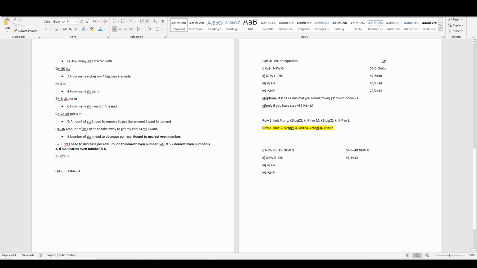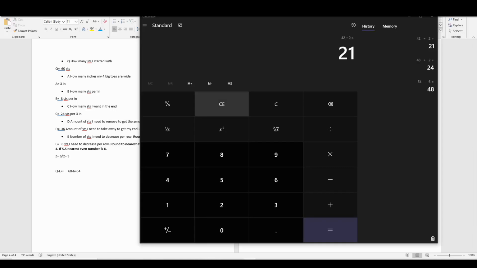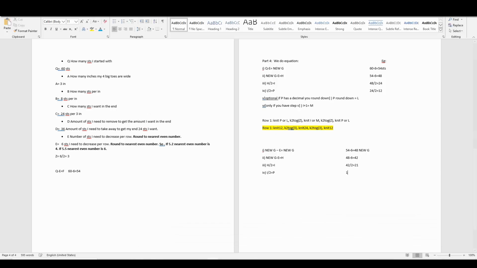Then I'm going to take H divided by 2. So H is 42, that from the previous row, divided by 2 is 21. And then lastly, I have I divided by 2. So take this number divided by 2. So 21 divided by 2 will give us a decimal number, 10.5. Okay. So because that's 21 divided by 2, 10.5.